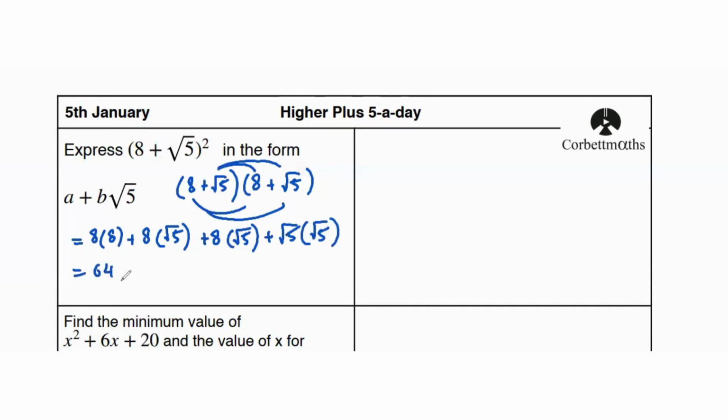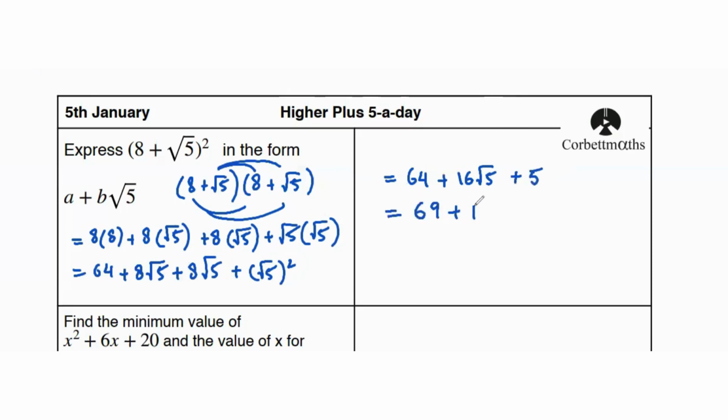That's going to be 64 plus 8 root 5 plus 8 root 5 plus square of root 5. So 64 plus 16 root 5, because we can add these two since both the surds have the same number inside the surd. And square of a square root is the number itself, so that's going to be 5. 64 plus 5 is 69. So 69 plus 16 root 5 is your answer. So A is 69 and B is 16.